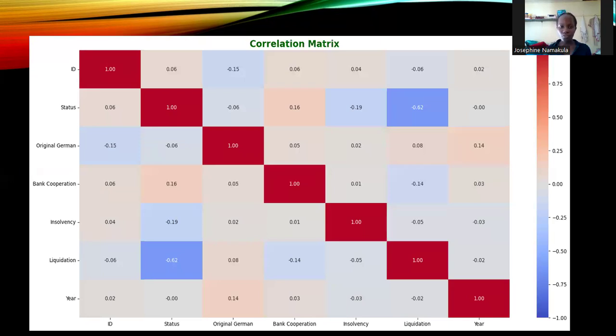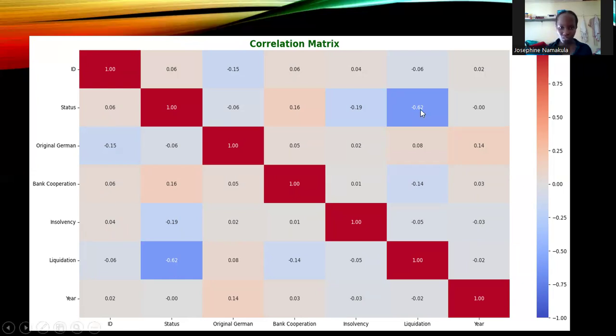I find the correlation matrix, and we can see here again, most of the variables were correlating with each other, except from liquidation. Those banks which were liquidated with the again a status, those two were negative correlating. They had no correlation at all with the negative 0.62.